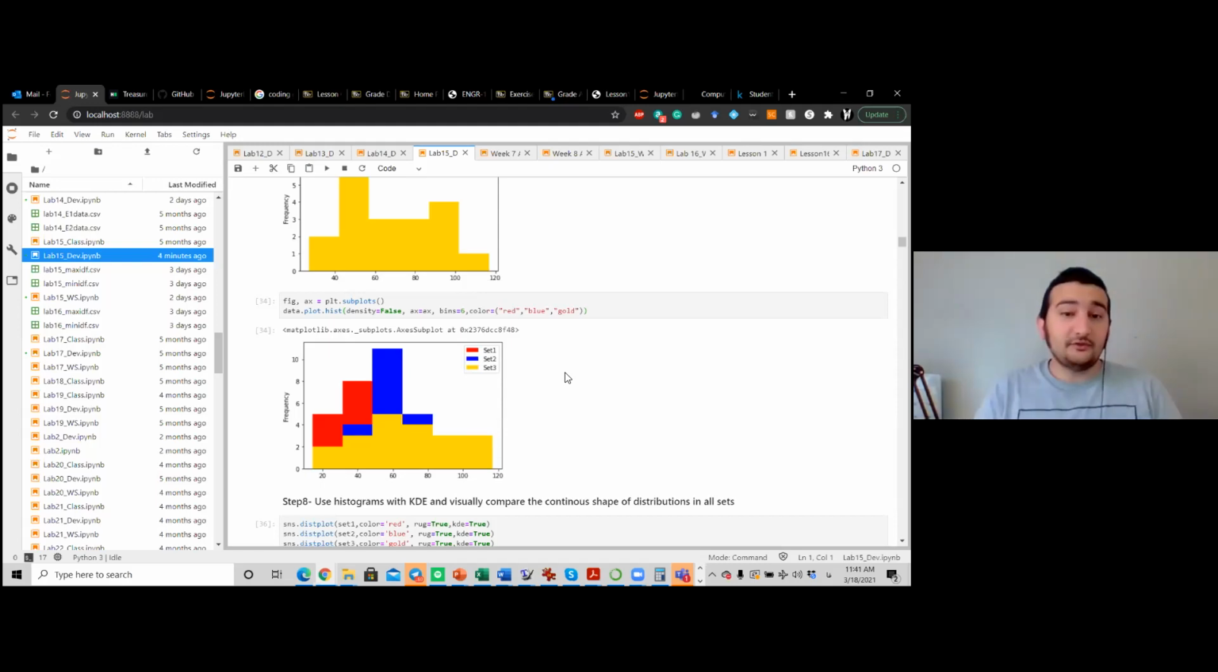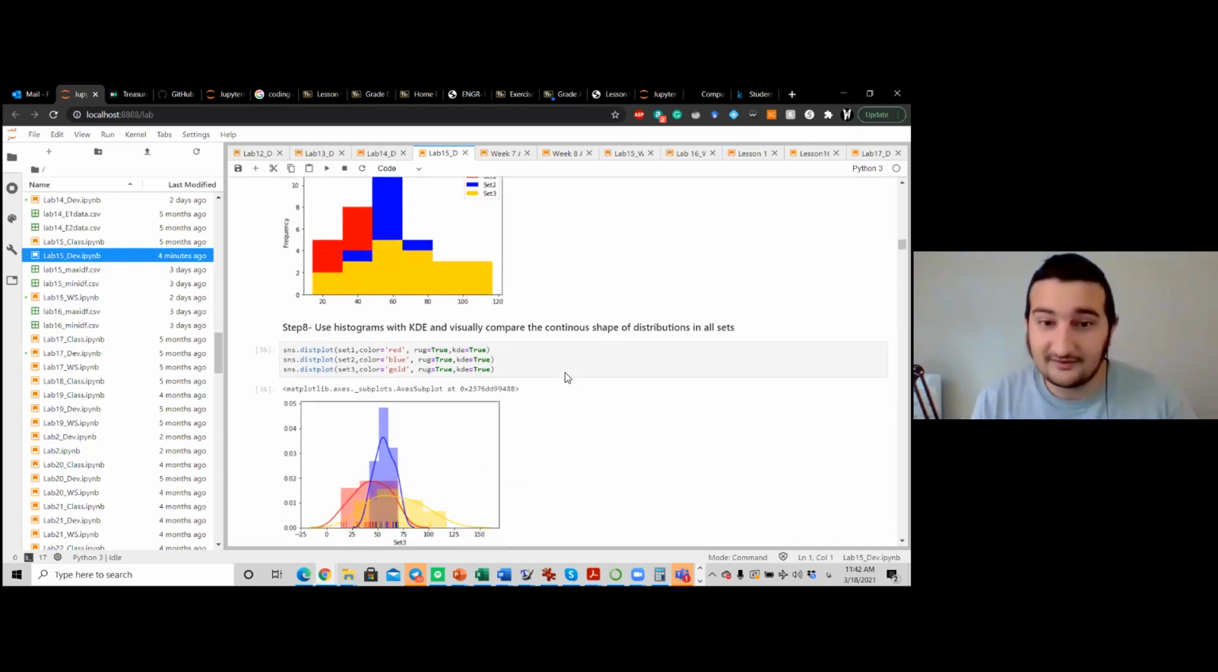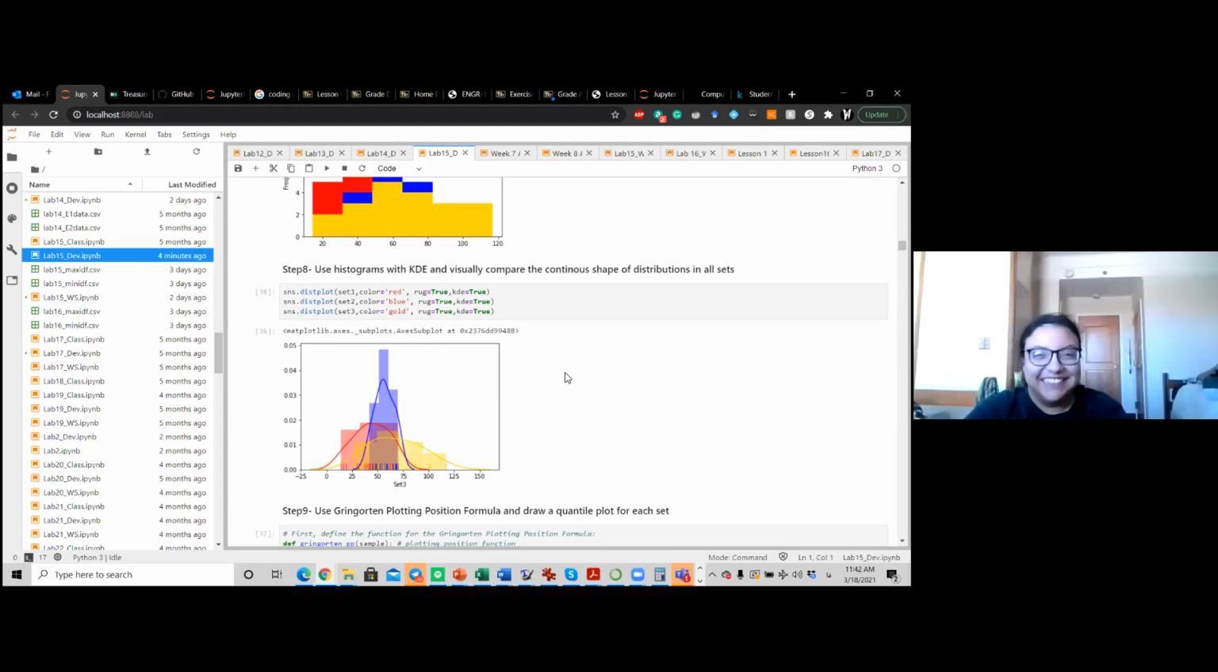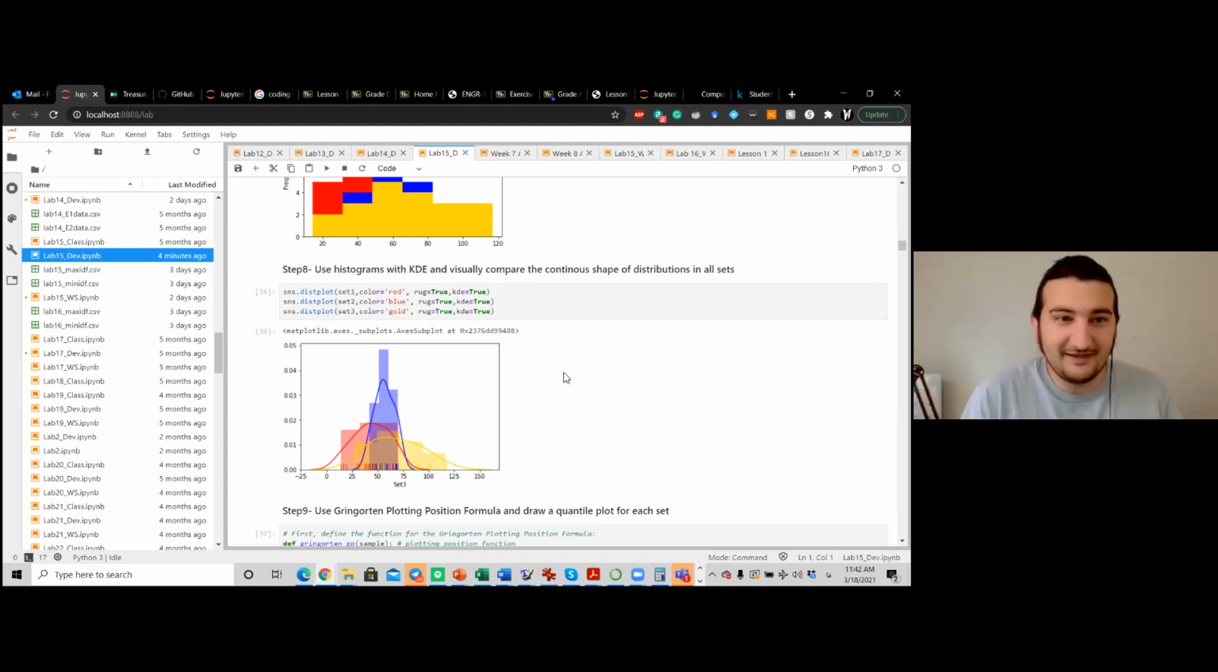Okay, now we are going to add KDE to our histograms and then compare the continuous shape of distributions in all sets. What do you think now? Much better. See, when you get to know ugly people, they may have interesting things about them. Okay. Now, what can you tell me about the three distributions? Are they normal? Are they log normal? Are they Gumbel, Gamma, or something that you have never seen before?